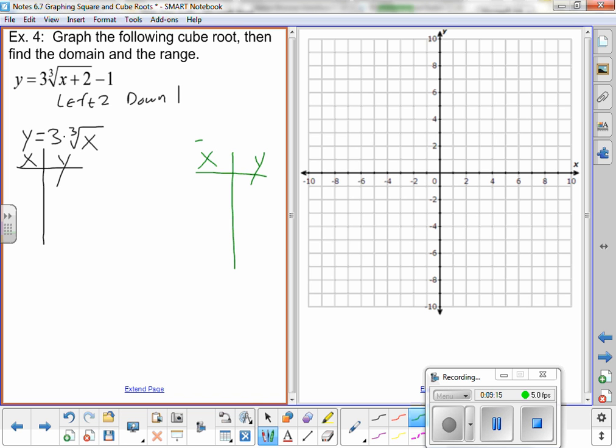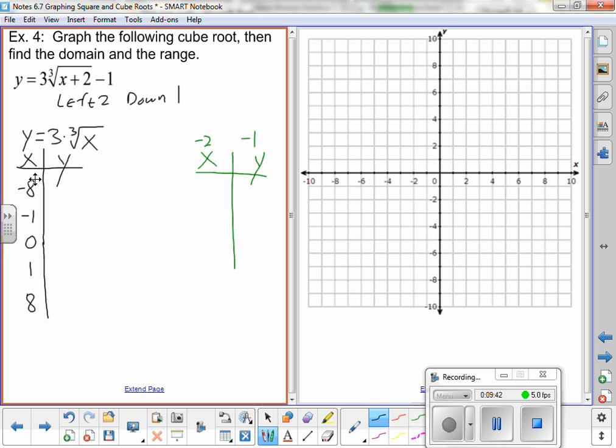So left 2 means minus 2, down 1 means minus 1. Now the nice thing about zeroing out your shift is that you start at 0. Now with this one, I can put negative numbers in because there are cube roots of negative numbers. So I'm going to pick some perfect cubes here. I'm going to pick negative 8 because there is a cube root of a negative 8. I'm going to pick a negative 1, a 0, positive 1, and positive 8.